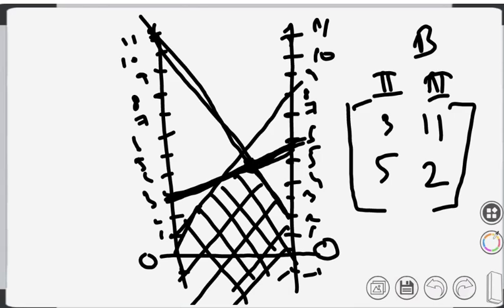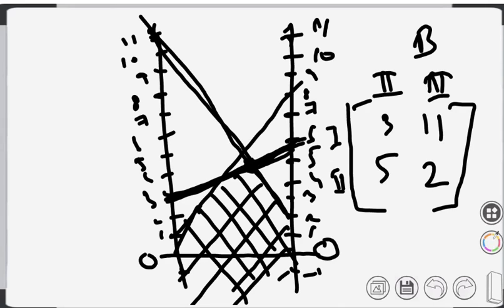For A, both strategies remain, because A has two strategies, A1 and A2. So now it has been converted to a 2 cross 2 matrix. From 2 cross 3 it has converted to 2 cross 2, because for B, strategy 1 is omitted. For B, only strategy 2 and strategy 3 are left, because strategy 2 and strategy 3 give the optimum strategy.